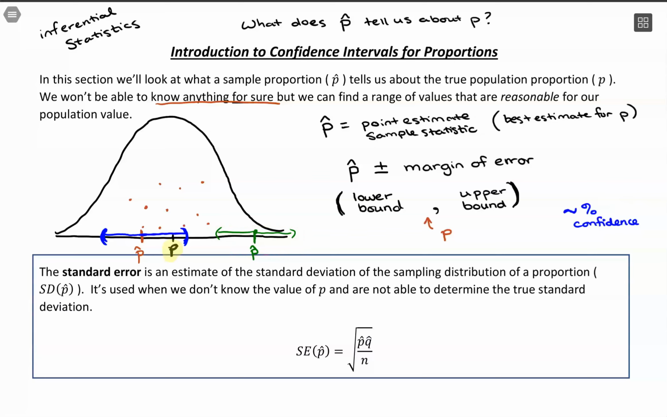So checking conditions will be part of our work that we have to do before we can even find our confidence interval. What I'm going to do here is go through an example to show you the idea behind how this interval forms, and then we'll end up with a formula and the process will be a little more direct. But I wanted to give you some background of why we need to do it this way.